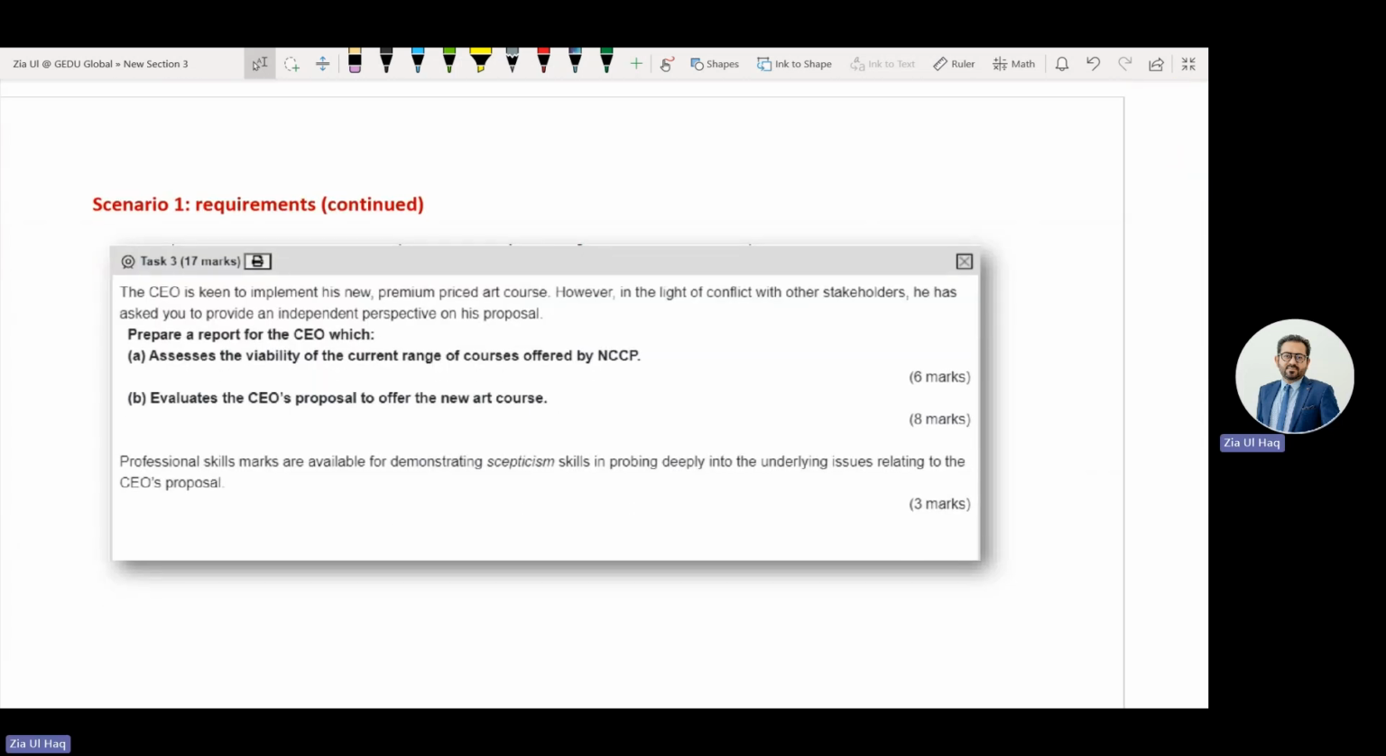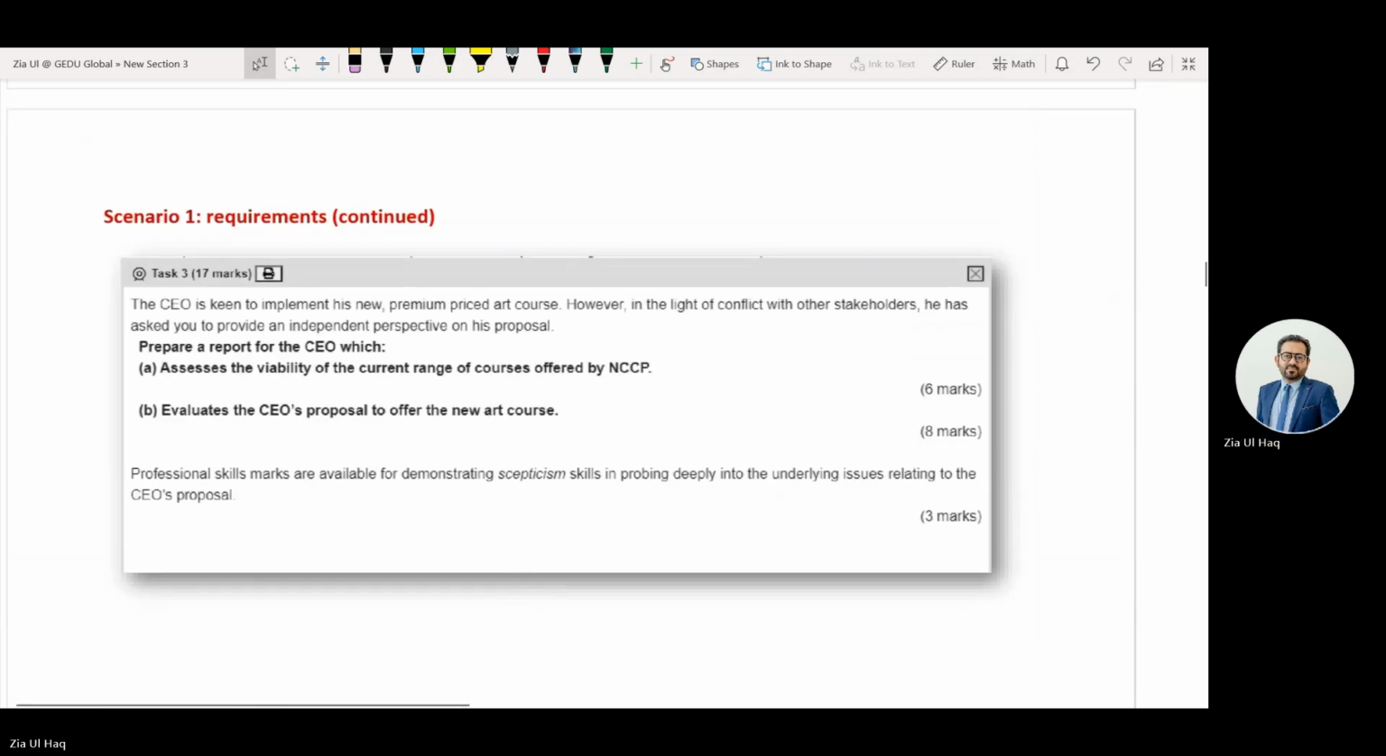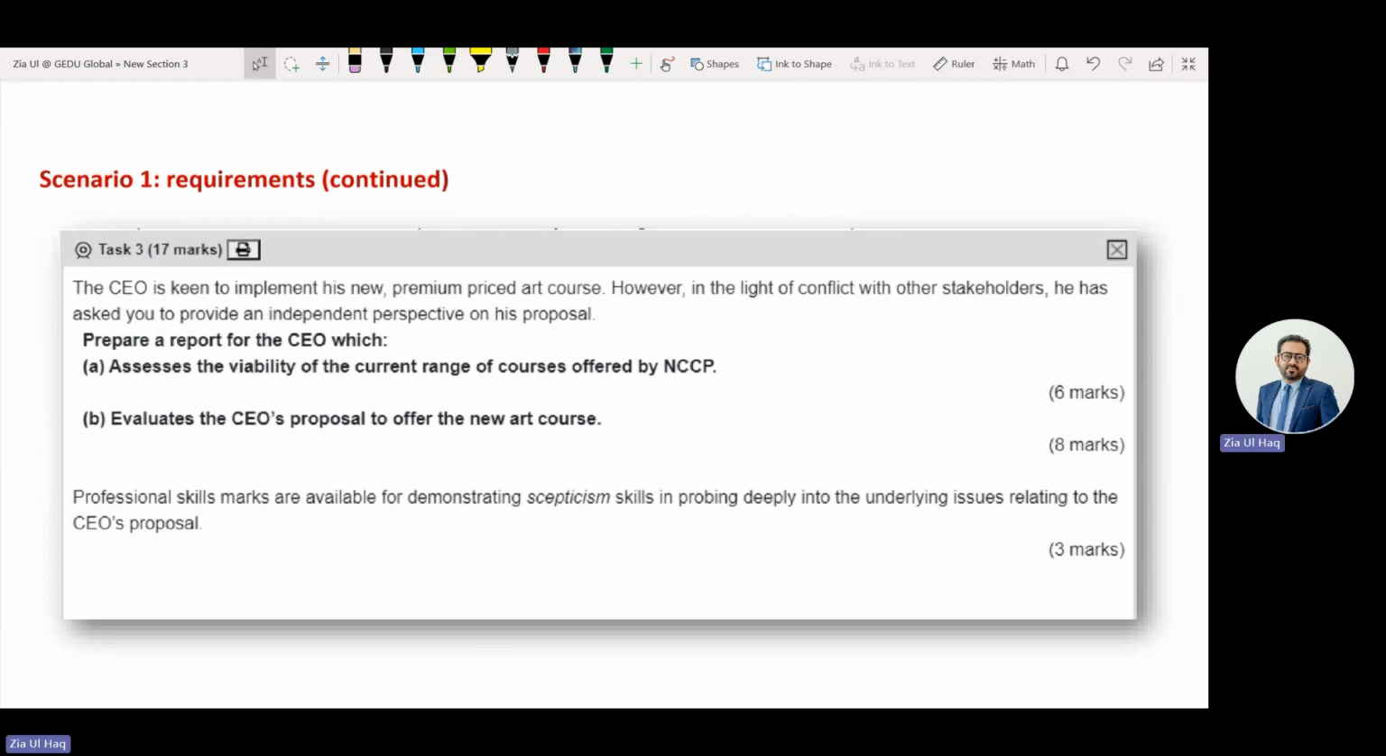Moving towards task 3, there is task 4 as well. Task 3 has 6 plus 8 marks, 2 requirements. The CEO is keen to implement his new premium priced art course. However, in the light of conflict with other stakeholders, he has asked you to provide an independent perspective on his proposal. Prepare a report for the CEO which assesses the viability of the current range of courses offered.